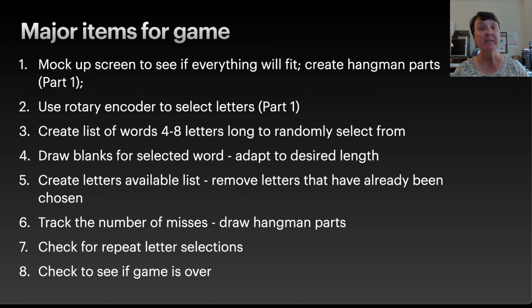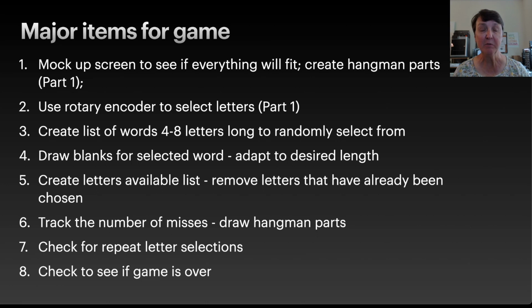And then the next step was we want to use the rotary encoder to select letters. How are we going to go about doing that? So that was the next task that I took on, and I showed the code that we put together in Part 1 on how to do that. The next thing was to get a list of words that we'll choose from to select a word randomly to put into the Hangman game.